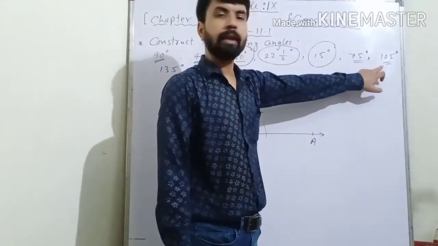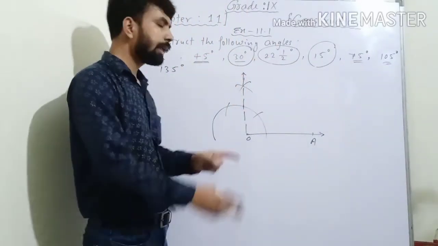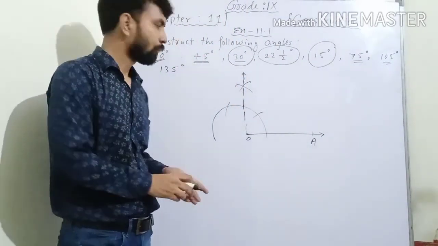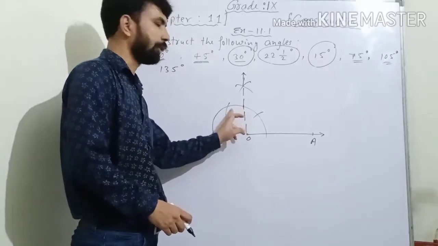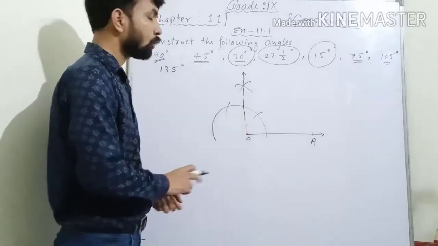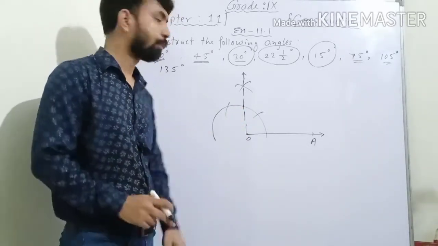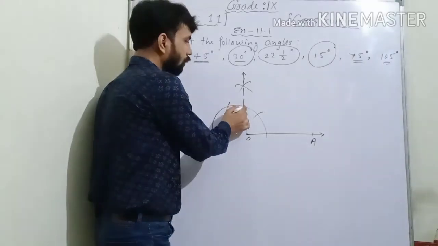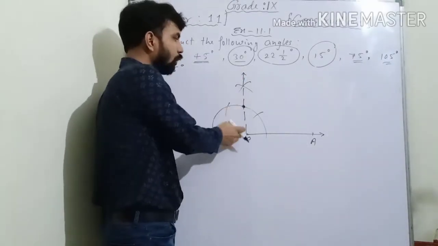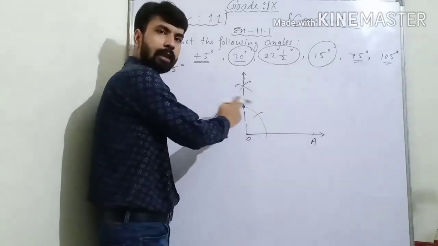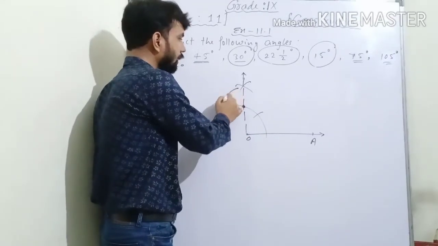Now we have to draw 105. So see, 105 is greater than 90. So it will be here. Clear? So without changing the distance in your compass, put your compass on this point where the ray of the 90-degree angle and the semicircle intersect and construct an arc like this.